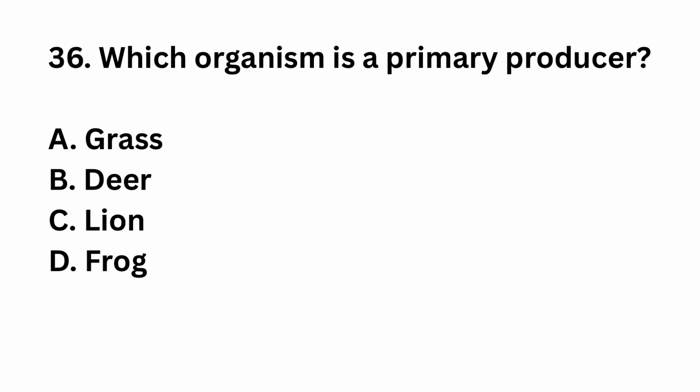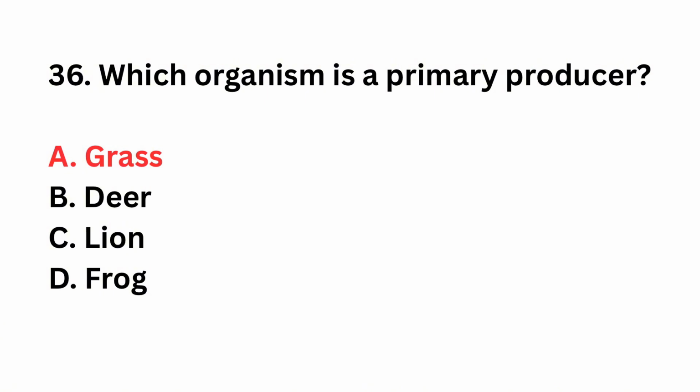Which organism is a primary producer? Grass, deer, lion, frog. The right answer is option A, grass. Produces synthesized food via photosynthesis.